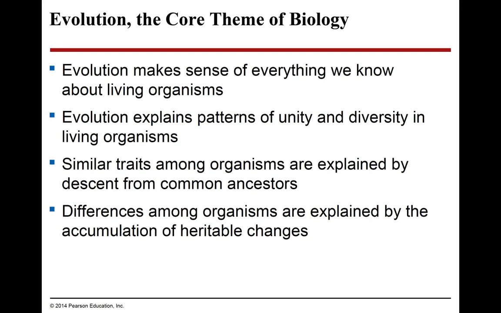Similar traits among organisms are explained by descent from common ancestors. This is called descent with modification, which is Darwin's theory of evolution through natural selection. And then there are differences among organisms that are explained by the accumulation of heritable changes. So these are things that are being passed down from one generation to the next based on that particular organism's adaptations and genes that make them best suited for their environment.